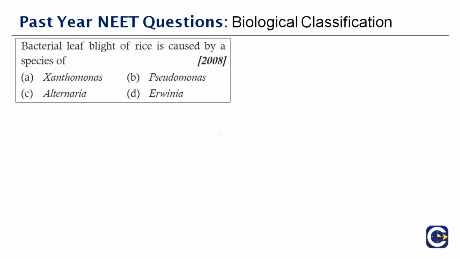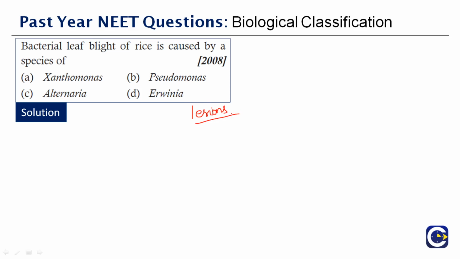Bacterial leaf blight of rice is caused by the species dash. Okay, what do you mean by this bacterial leaf blight? It's a disease that is seen in plants, exclusively in rice. Bacterial leaf blight is caused by the species called Xanthomonas. Mature rice plants will be infected by this bacteria. So what will be the result? How can you identify it? Because of the lesions that you see on the rice plant.